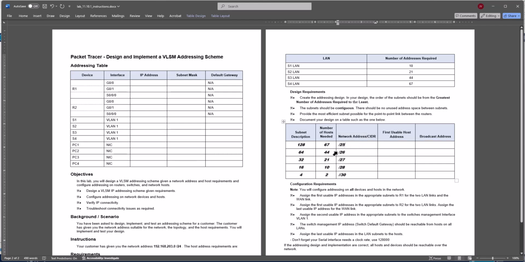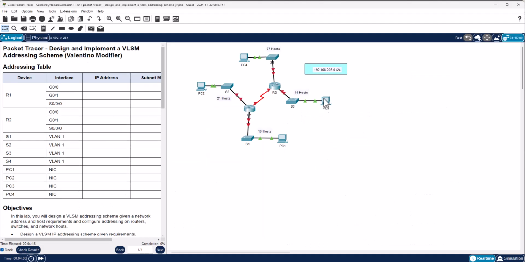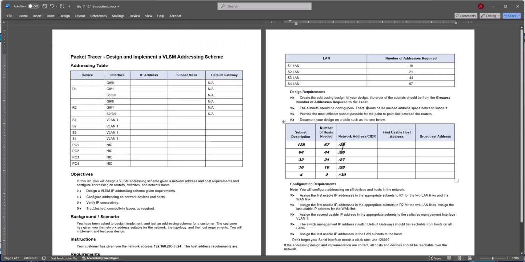Remember, you should always start with a step chart from greatest to least. That's why I read it that way in the topology, and that's why I listed it here as well, greatest to least. The easiest way to start is with no unused address space. What does that mean? Always start at the network of .0. But what is the network? If we go back to the Packet Tracer, the network is 192.168.203.0. We literally begin with that. Now, that network of .0 consumes 128 total addresses.